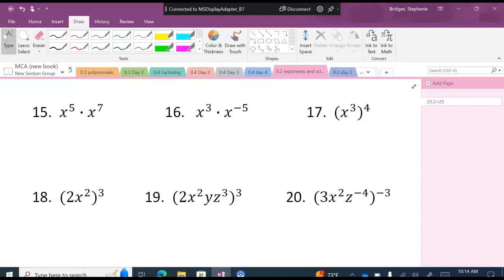For 15, I have x to the 5th times x to the 7th. The rule says if I am multiplying the same bases, I keep the base, and what do I do to those exponents? Add them. Okay, so what is x to the 5th times x to the 7th? X to the 12, yep. So it's x to the 5 plus 7, which is x to the 12.